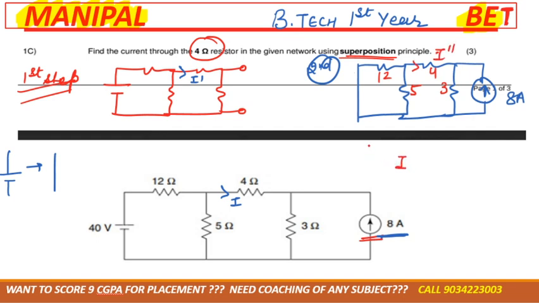That's totally up to you. If you want to do it by mesh, then go for mesh. If you want to do it by nodal, then go for nodal. So I would be equal to I dash plus I double dash.